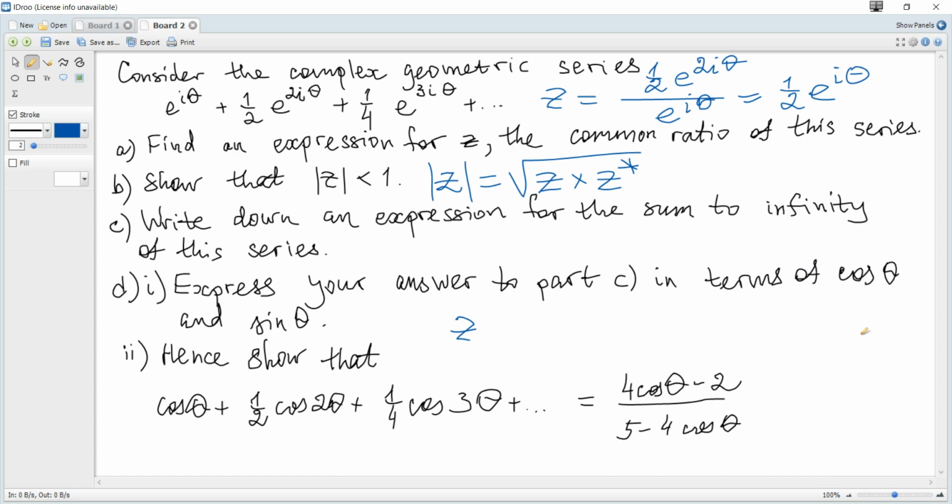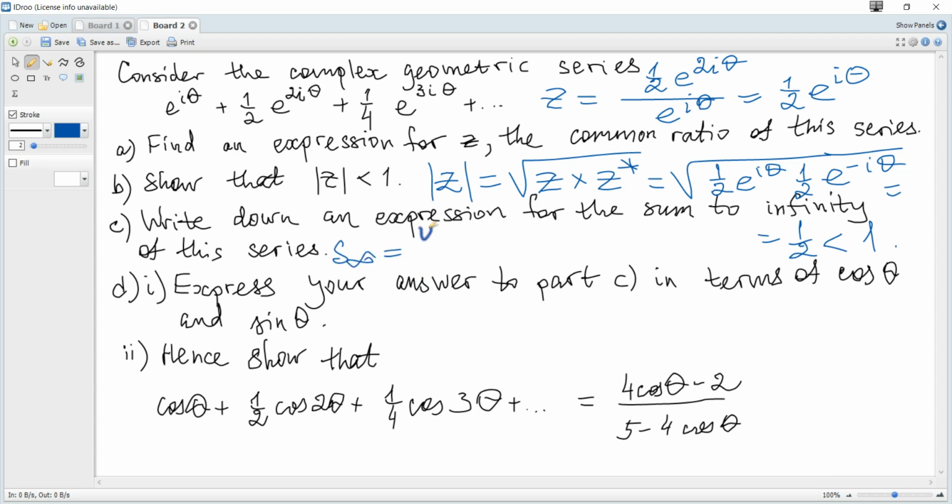So it becomes the square root of a half e to the power of iθ multiplied by a half e to the power of negative iθ, which is a half, and less than 1. Write down an expression for the sum to infinity of the series. The sum to infinity formula is given in the data booklet. It's the first term divided by 1 minus the ratio, and hence it becomes e to the power of iθ over 1 minus a half e to the power of iθ.